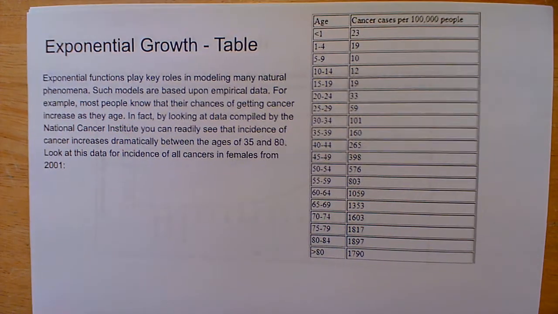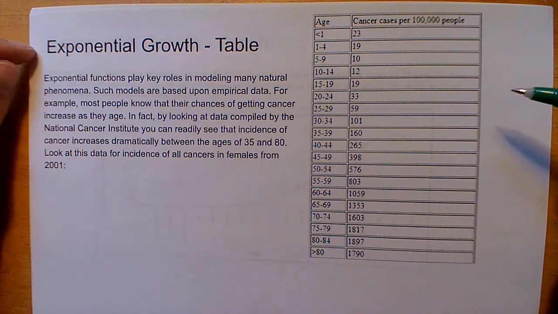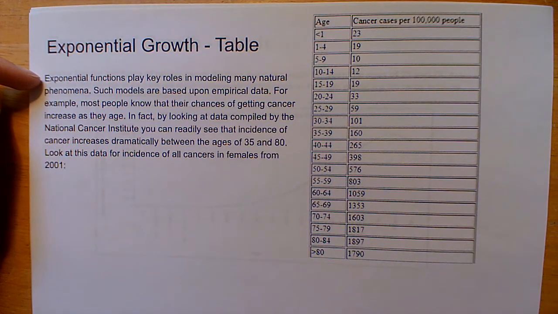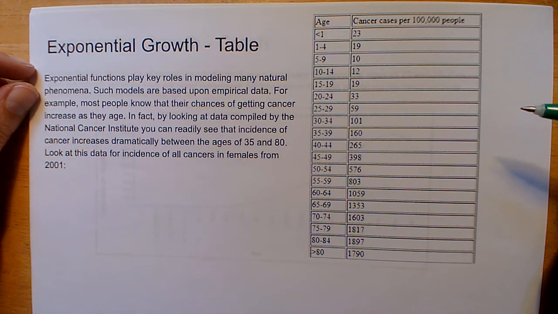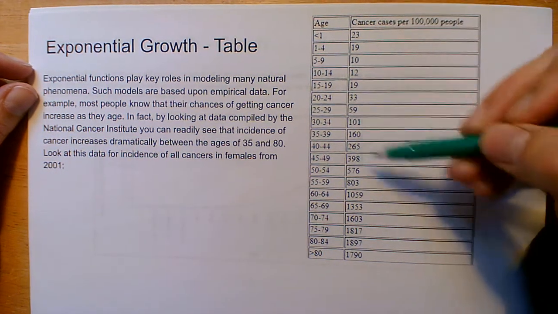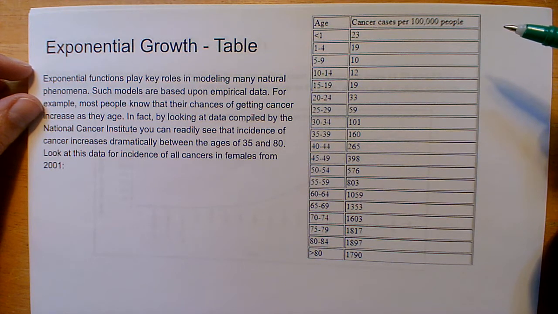Let's look at a table of numbers that is going to represent an exponential relationship, and this is going to be exponential growth. Exponential functions play key roles in modeling many natural phenomena. Such models are based upon empirical data, data that is gathered. For example, most people know that their chances of getting cancer increase as they age.